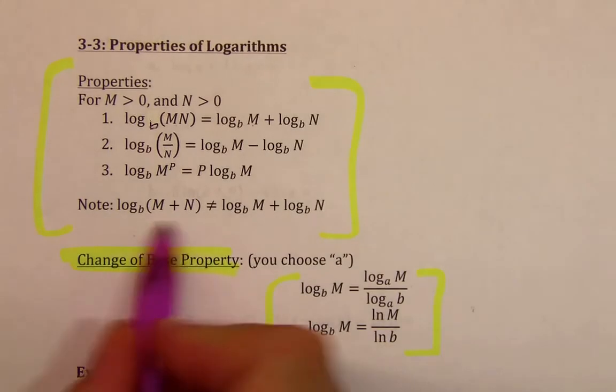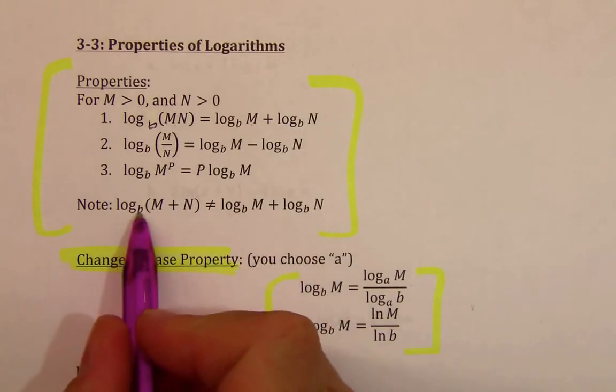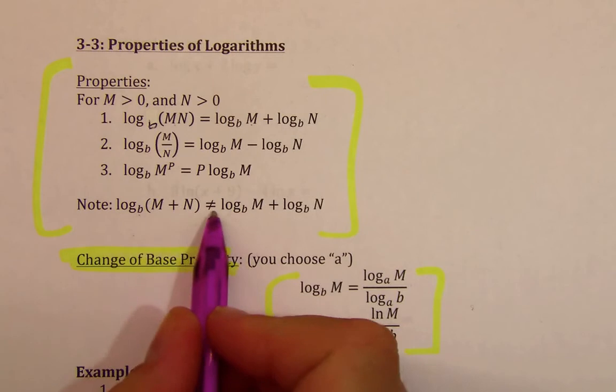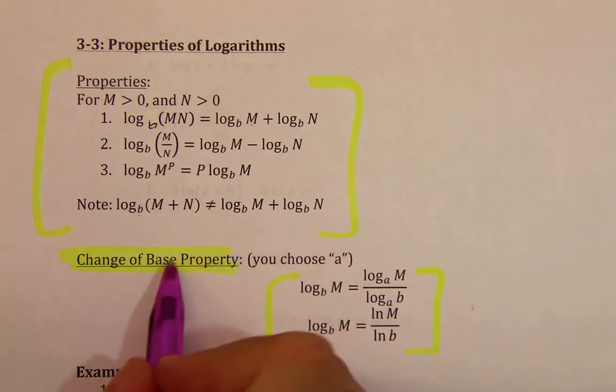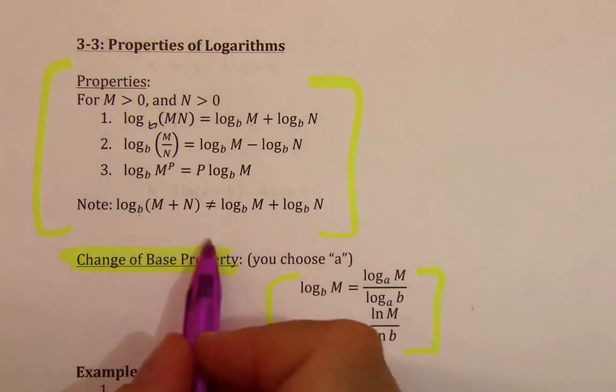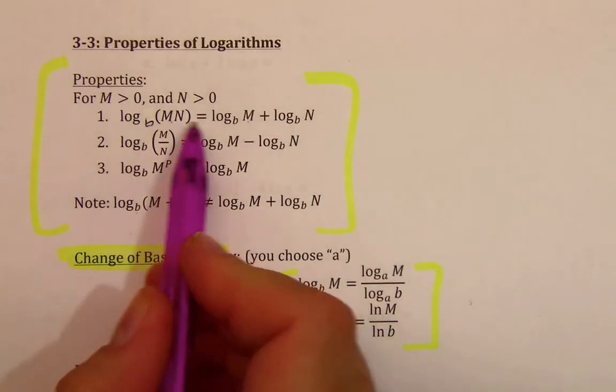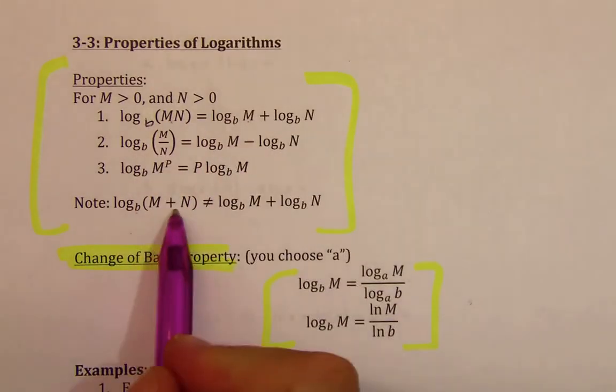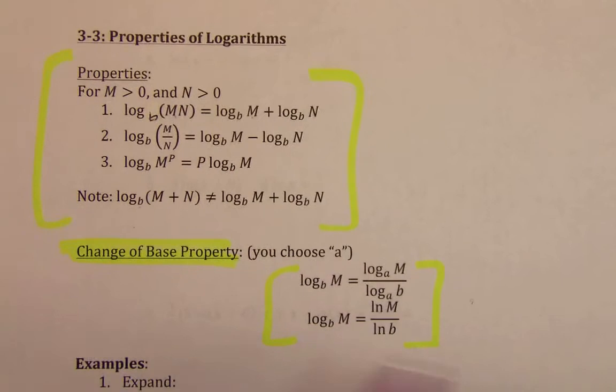Now this is a very common mistake here. People think that if you have log base b of m plus n, that that's the same thing as separating it. You can't do that. That's not the same thing. Okay, so if we have a product, then it expands to addition. We can't expand addition here.